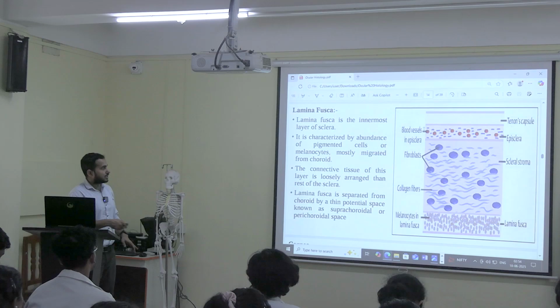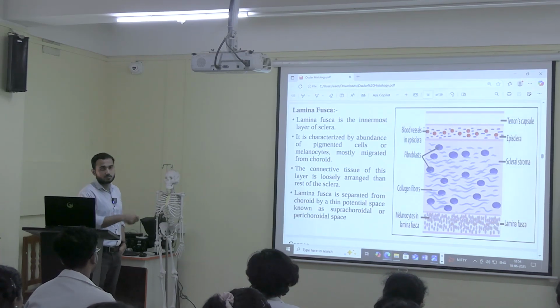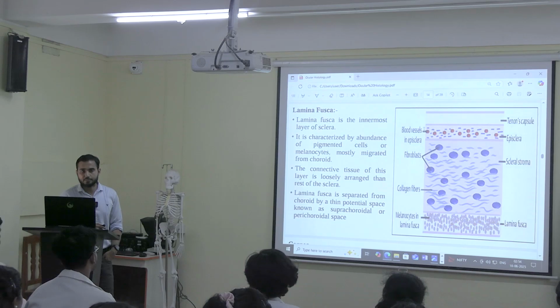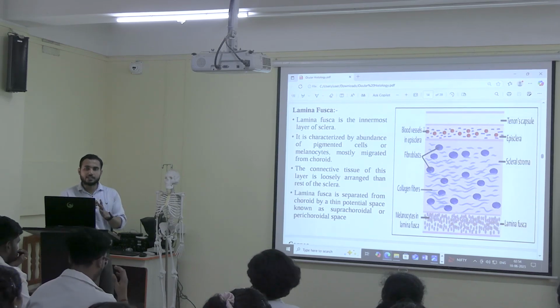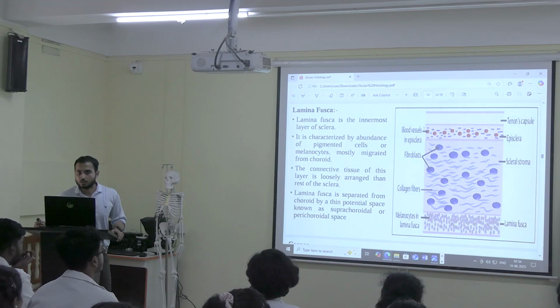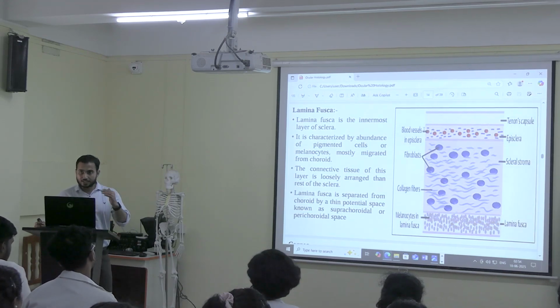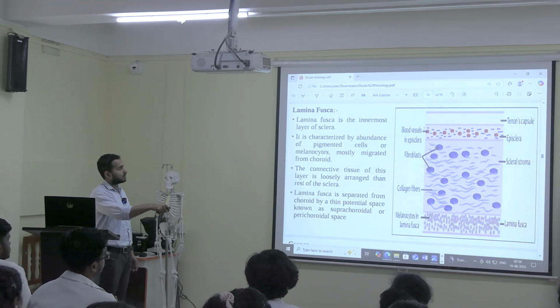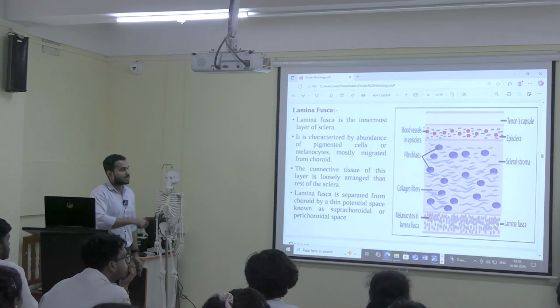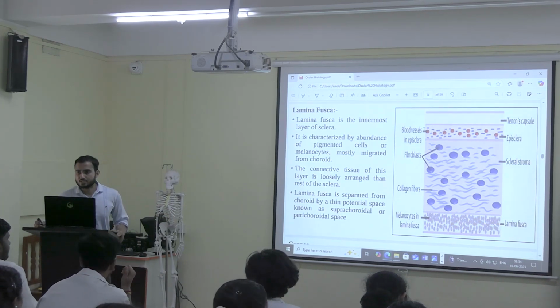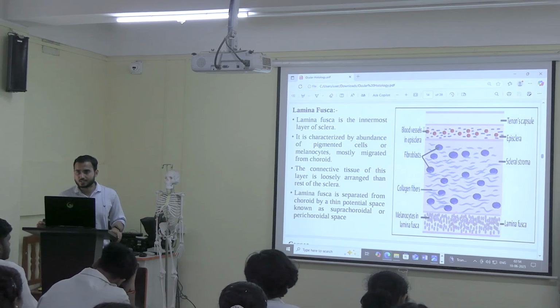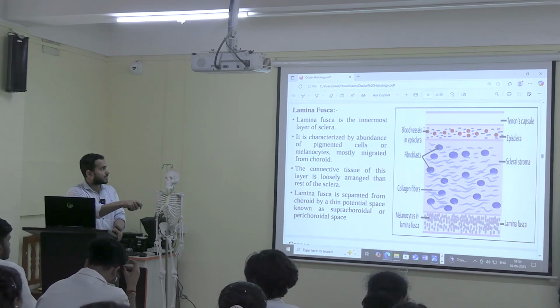Now this is the diagram. In this diagram, first of all, you can see Tenon's capsule, which is a fascial covering of the eyeball, separating the eyeball from the fatty tissue present in the orbit. Next to that, deep to that, which layer is there? You can see this is the episclera. So what is mainly present in the episclera? Blood vessels are there, and a small amount of collagen fibers.